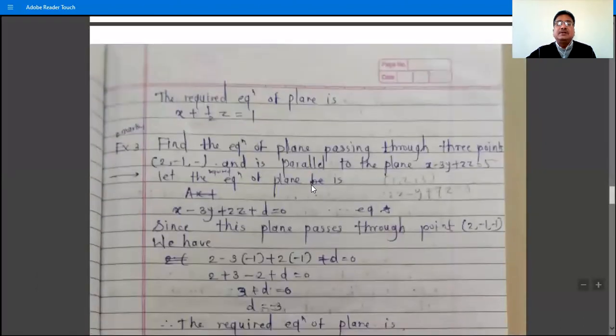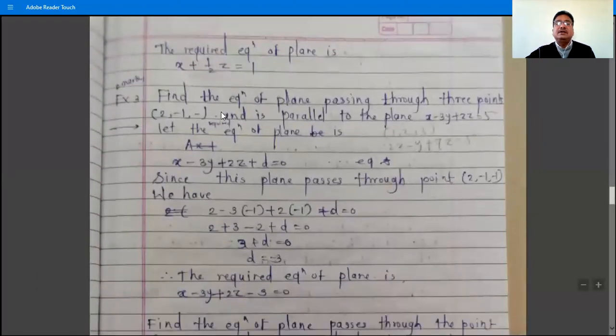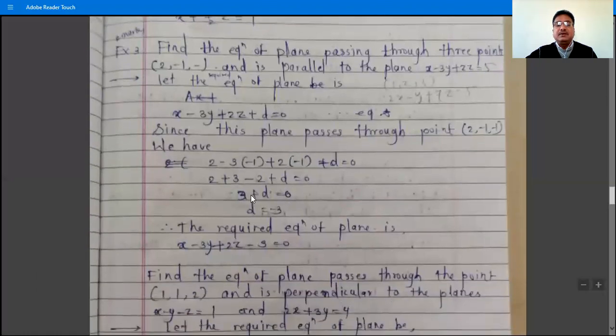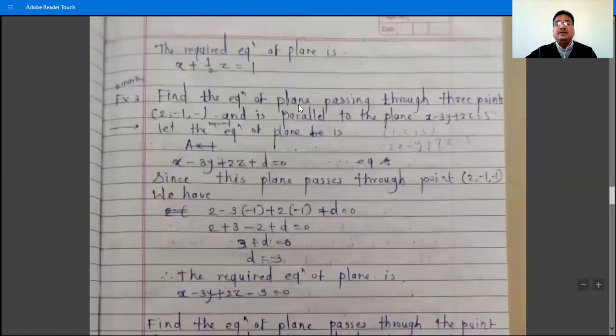Next problem, we'll see the next problem in the next lecture, that is, find the equation of plane passing through the point and parallel to this plane. Okay, so it is also an important question. Find the equation of plane passing through the point, not 3 points, the point 2, minus 1, minus 1, and is parallel to the plane x minus 3y plus 2z is equal to 5. The question is for 2 marks.